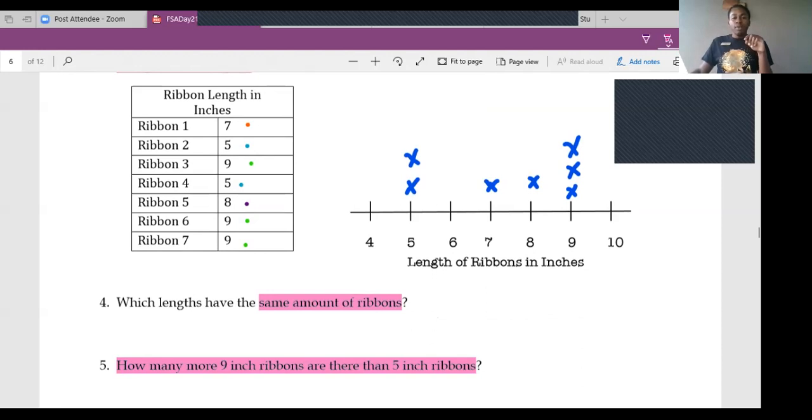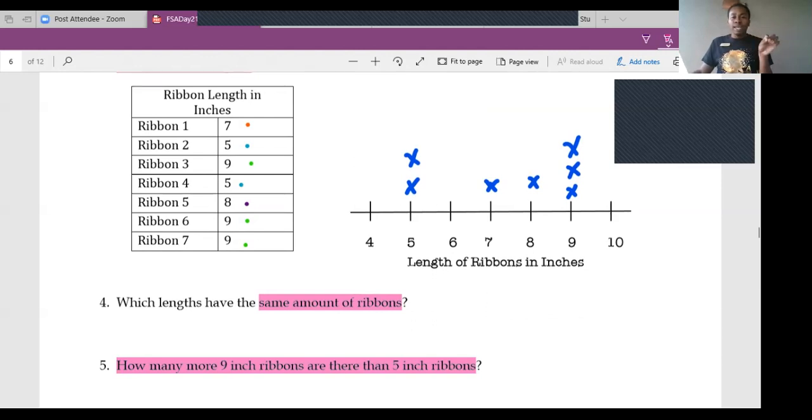Okay. So when we're thinking about this, we're looking at how many more. So we look at the number 9 on our line plot and we see that it has 3 X's above it. We see that it has 3 ribbons above it. Okay. So that's 1, 2, 3. And then it says, how many more are there than 5-inch ribbons? So we look at the length of the 5-inch ribbons and we have 2 above it.